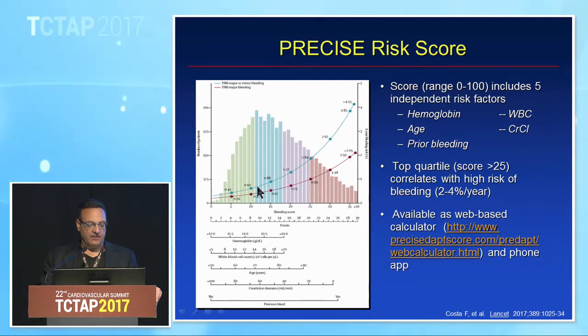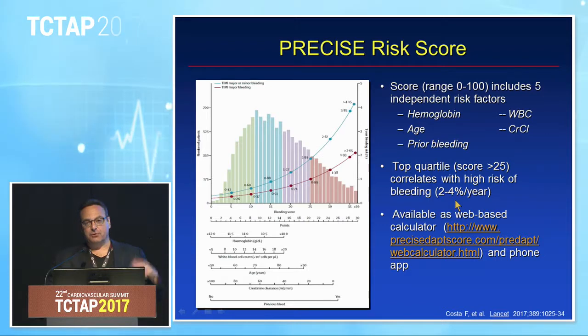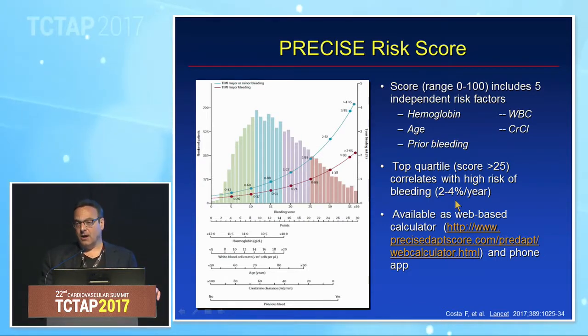And what you can see is as that score increases, this blue curve here is the risk of TIMI major or minor bleeding, which are all very important bleeds, and you can see that in this top quartile, a score of greater than 25 correlates with a high risk of bleeding, basically a risk of bleeding of 2 to 4% over a year on DAPT. So that's a group of patients where there certainly is reason to believe that shortening the DAPT may make good sense.